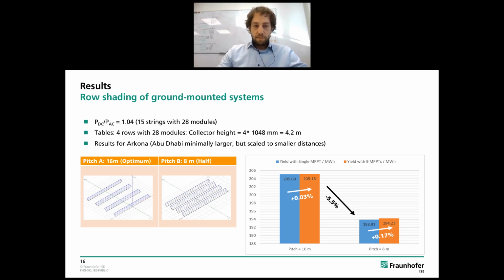And if we designed the same plant in Abu Dhabi, the mismatch losses are a bit higher, in the range of 0.2%, but they are scaling to smaller distances because the sun angle is quite steeper, and therefore you have lower losses in that case.